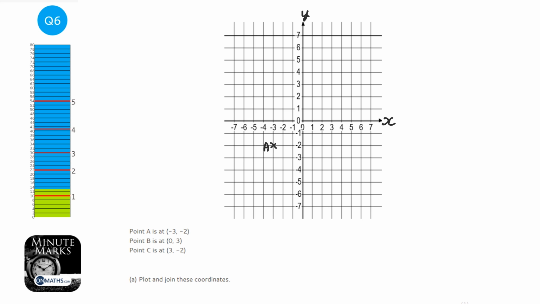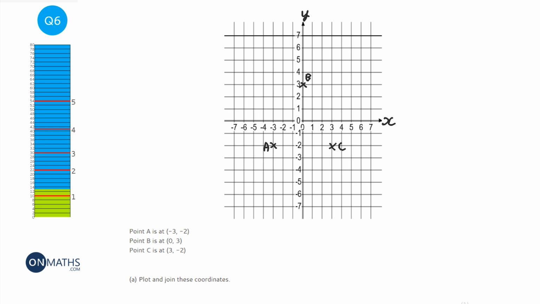And point B is 0, 3. It means we're not going left or right at all. We're just going to stay at 0, but we could go up 3. So it's going to be there. And point C is at 3, -2. So along 3, down 2. It's going to be that one there.